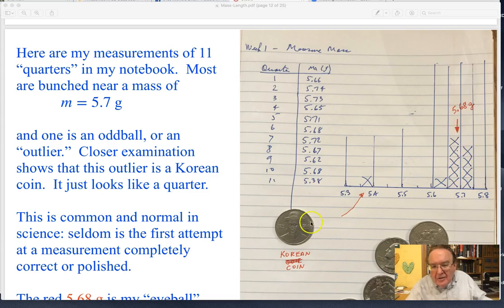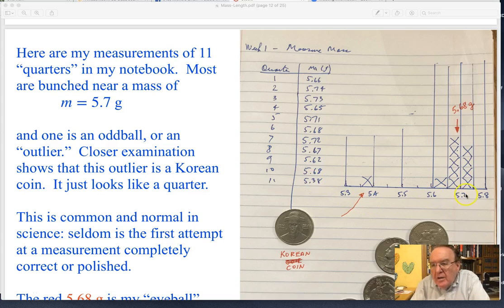And you take a close look at it. It's not a quarter. It's a Korean coin, which looks a lot like a quarter, but it's not a quarter. Now, this distribution, you see there's a string of numbers here. I could have measured 100 quarters, but 10's enough.